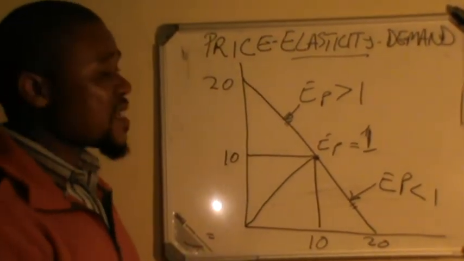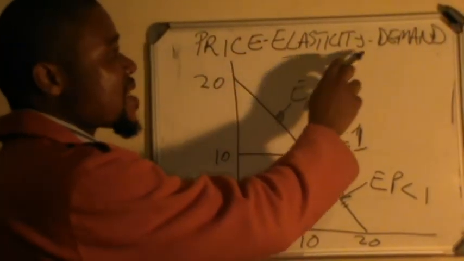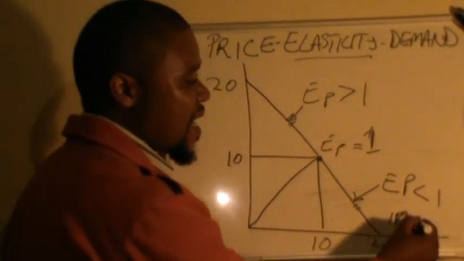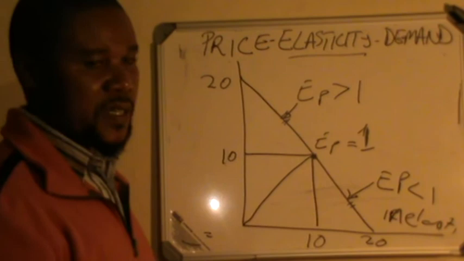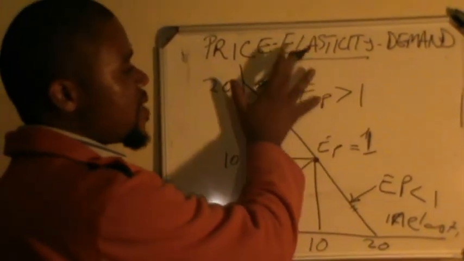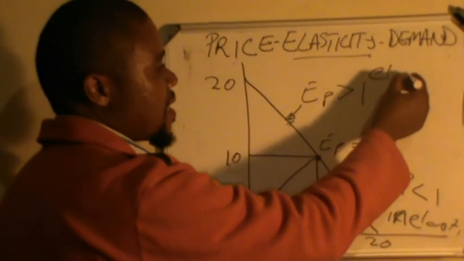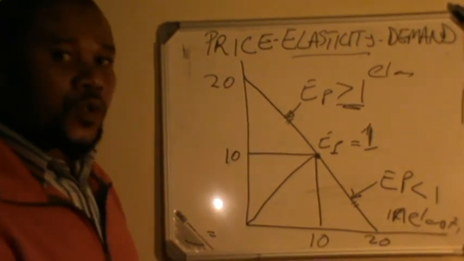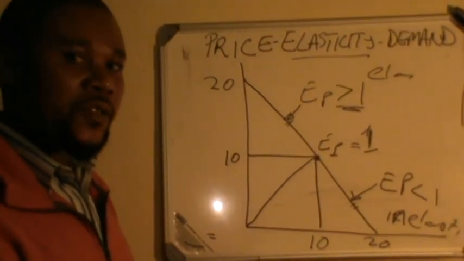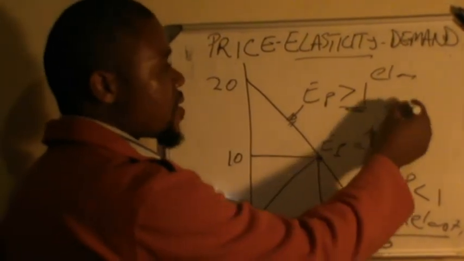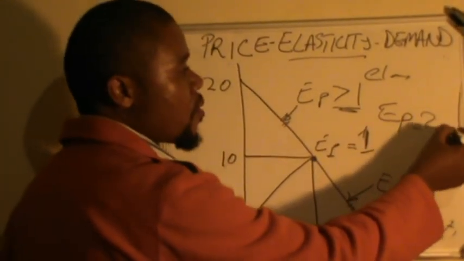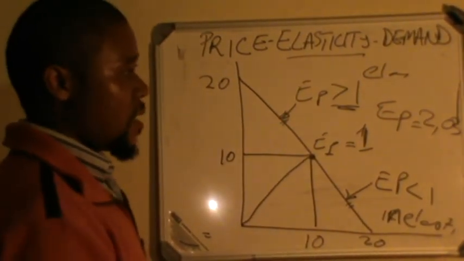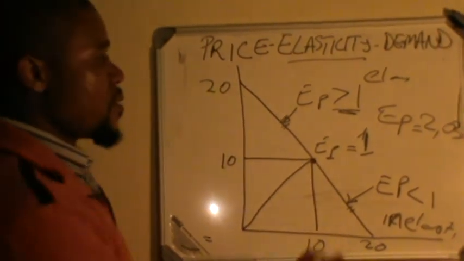And for a price elasticity of demand that is less than 1, we call that an inelastic portion of the demand curve, or inelastic demand. So on this side, the demand curve is elastic, meaning the EP value is greater than 1. So for the previous calculation that we just did, where we found that the EP equals 2.03, that portion of the demand curve was elastic because it was greater than 1.